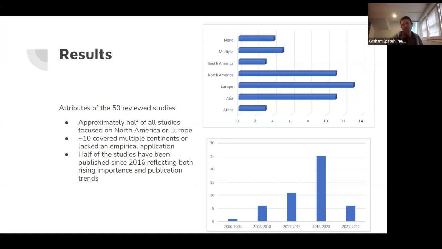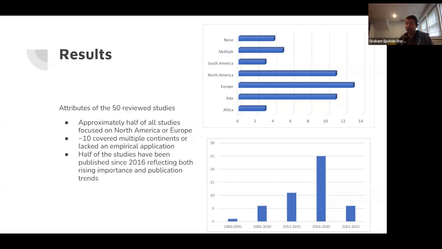So what are the 50 reviewed studies that we included in our analysis? Well, this isn't entirely surprising. We know about publication trends, that they were concentrated in the global north, with about 25 of the 50 studies focusing on North America and Europe, while a few of these focused on multiple continents, or lacked an empirical application.